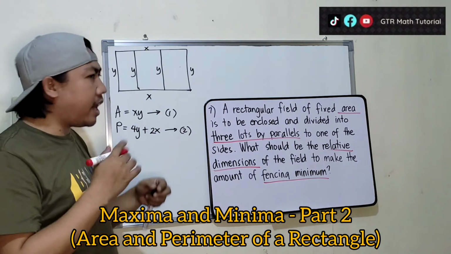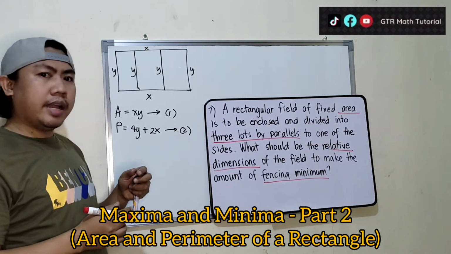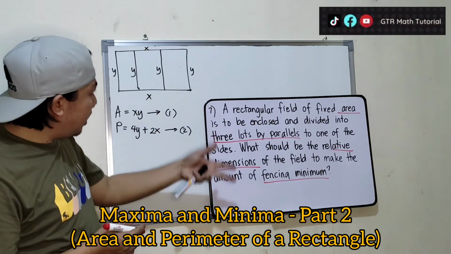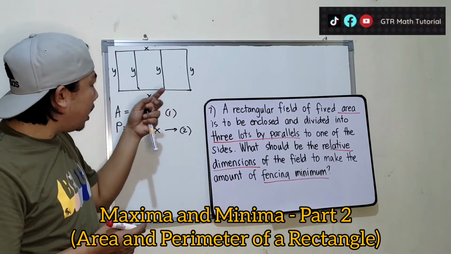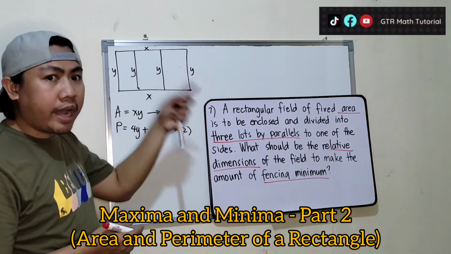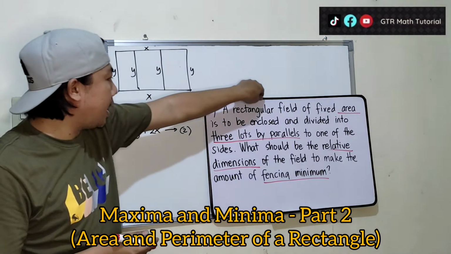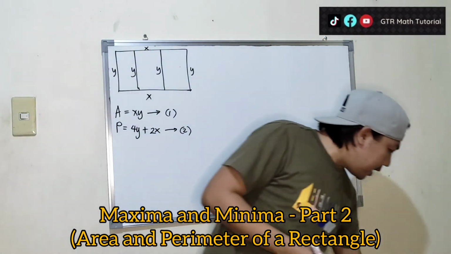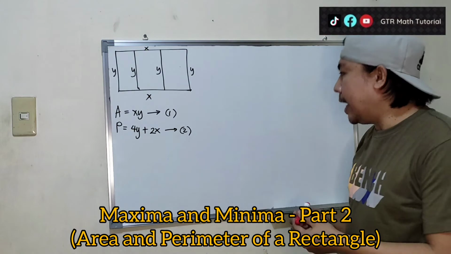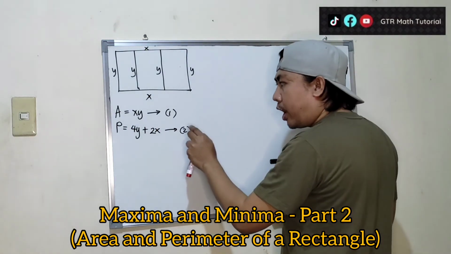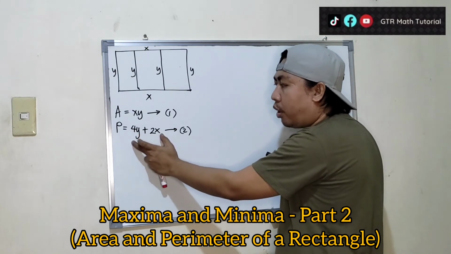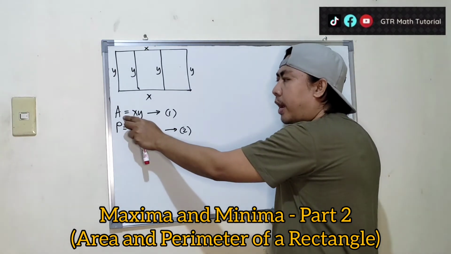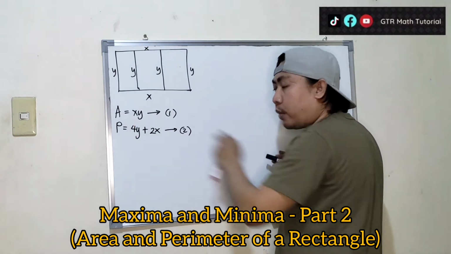So just like the example number 5, there is no given number, so we just want to come up with the equation that contains y and x. Okay, so let us solve. So minimize the amount of fencing needed. So express equation number 2 in terms of y or x only. So solve for y in equation number 1.